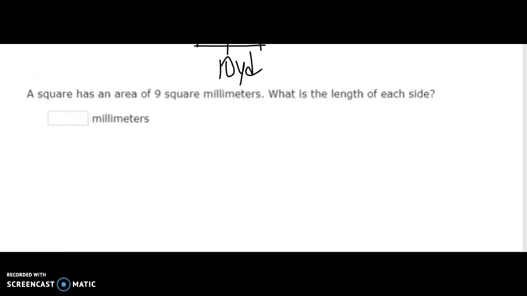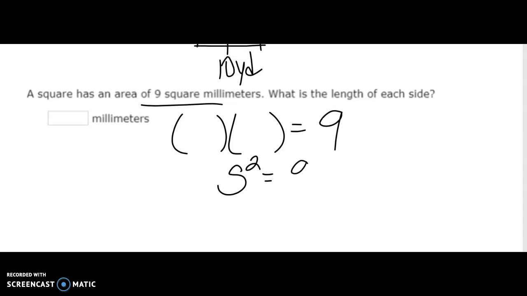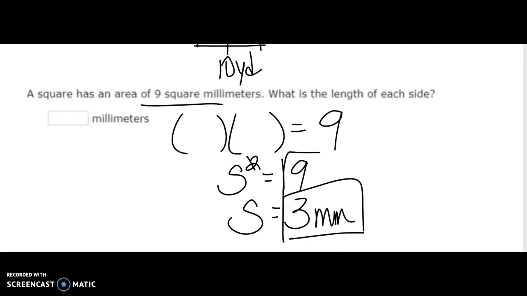A square has an area of 9. So it's telling us what the answer is. So what is the length of each side? So basically, we multiplied the same two numbers together and got 9. Or we took s squared and we got 9. So how do we undo that? We square root it, and it'd be 3 millimeters.